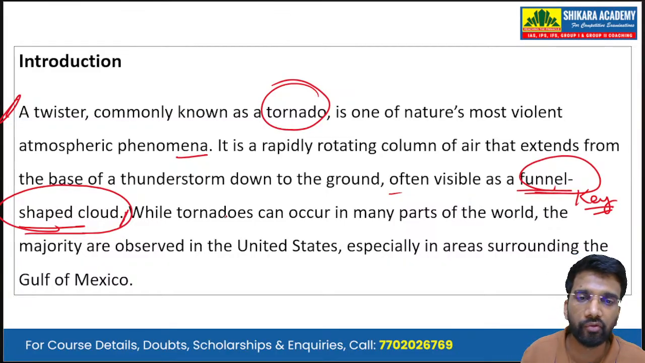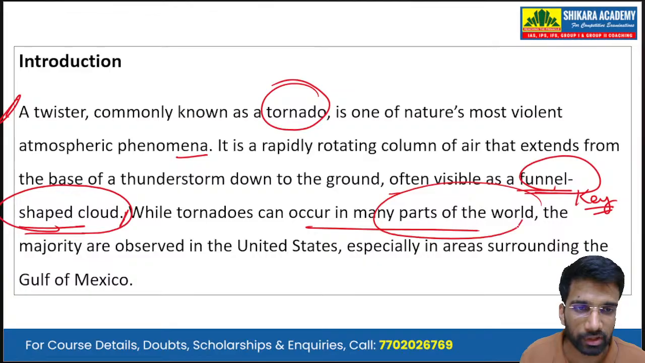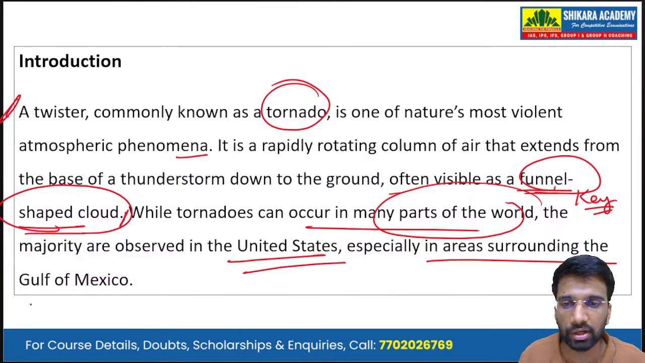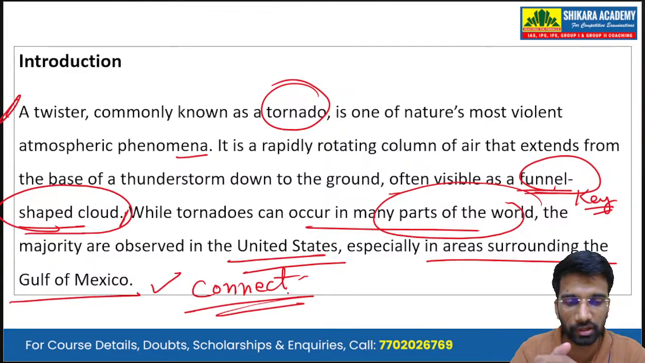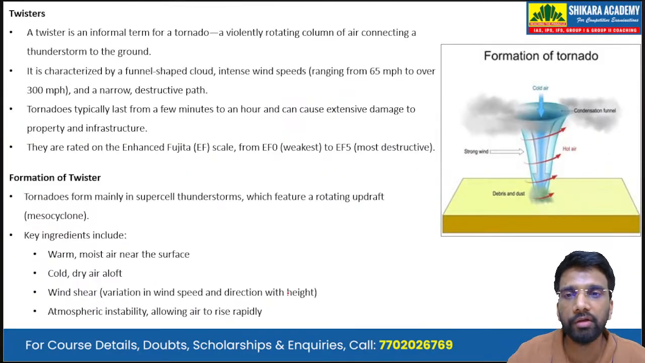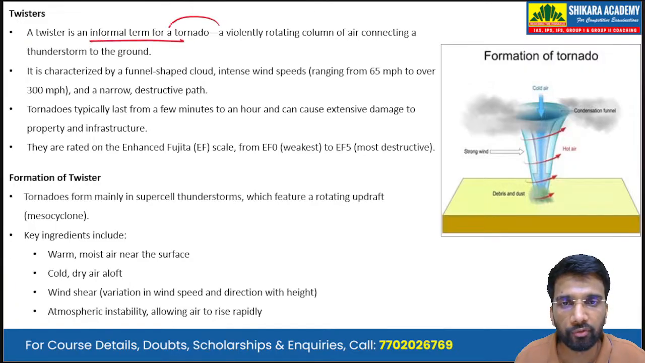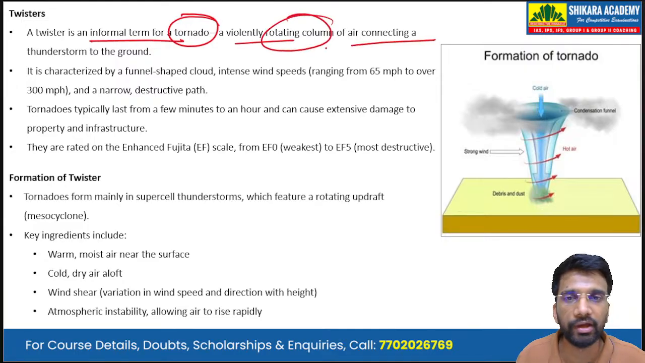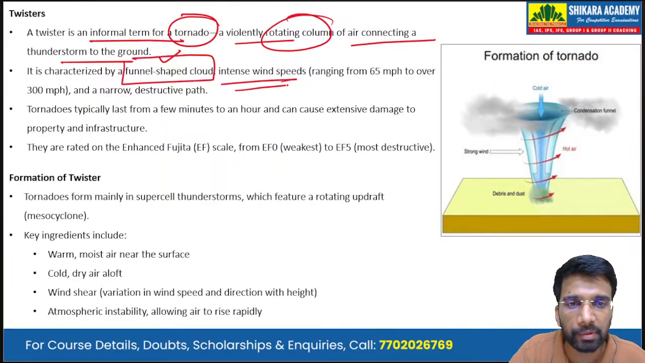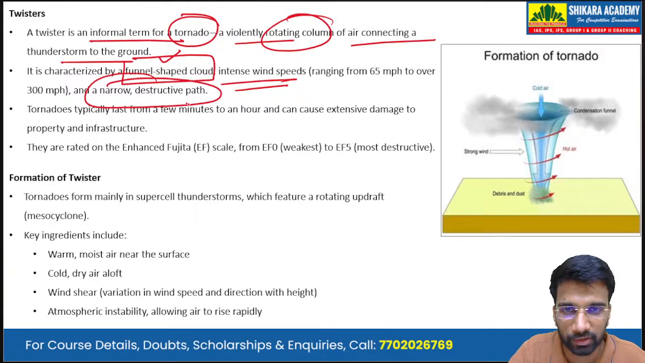Then in the second line, while tornadoes can occur in many parts of the world, the majority are observed in the United States, especially in areas around the Gulf of Mexico. In the second line, we are trying to connect the introduction with the body of the answer. Now, in the body, we write that twister is an informal term for a tornado, which is a violently rotating column of air connecting the thunderstorm to the ground. Now, it is characterized by a funnel-shaped cloud, intense wind speeds, and a narrow destructive path.